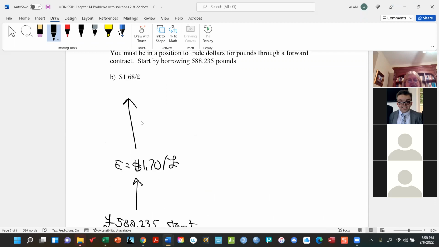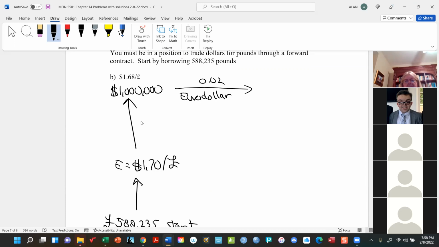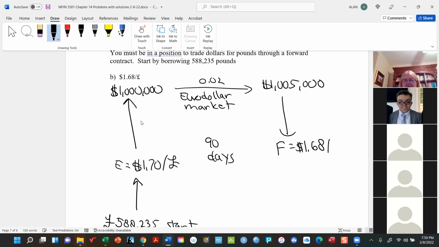So we take our $1 million, we invest. This is, of course, the eurodollar market. This is 90 days only. So we saw earlier that this translates into $1,005,000. This is the receipt from our investment. That's our money. But remember, we have to pay back that pound loan. So we go to the forward market and say, we have a contract where F is 1.68 per pound.